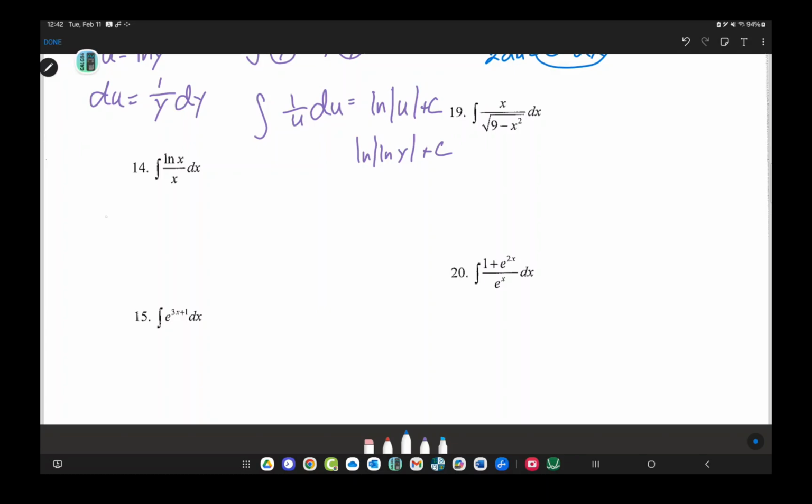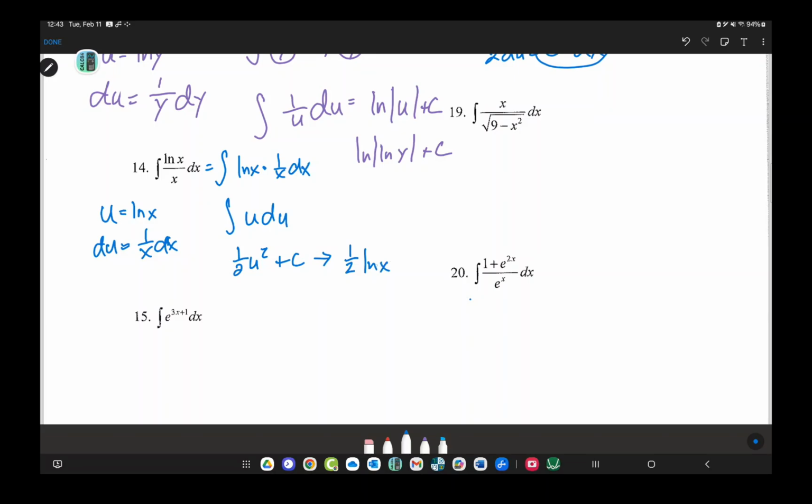So we're going to substitute u in for what? Log of x, which means du is equal to 1 over x dx. So in this case, we do have the integral of natural log of x times 1 over x dx, which means we get the integral of u du, which is 1/2 u squared plus c, which then gives me 1/2 natural log of x squared. Let's see. Yeah, absolute value wouldn't be needed because it's from the original function.